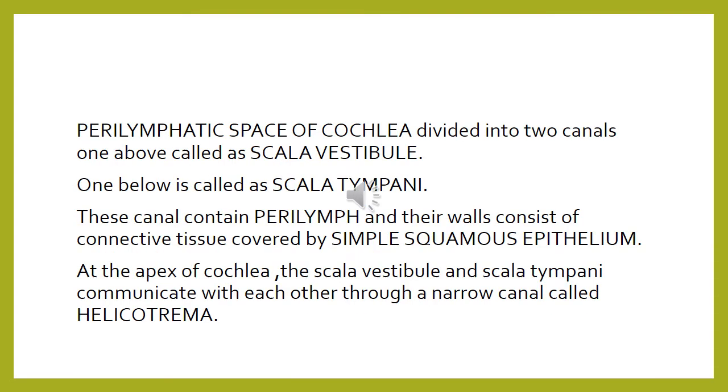The perilymphatic space of the cochlea is divided into two canals. One is above and one below the cochlear duct. The upper one is called the scala vestibuli and the lower one is called the scala tympani. Both of these canals are filled with perilymph, and their walls consist of connective tissue which is covered by simple squamous epithelium. Now, at the apex of the cochlea, the scala vestibuli and scala tympani communicate with each other through a narrow canal which is called the helicotrema.